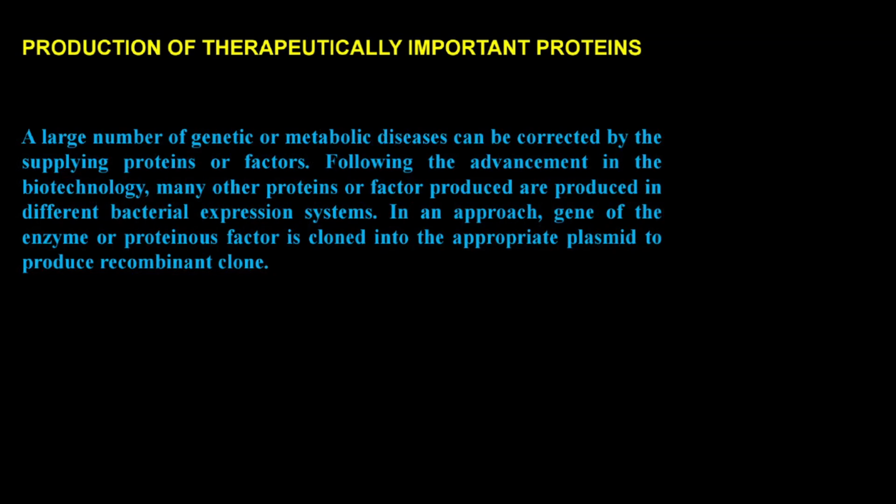If we talk about therapeutically important proteins, a large number of genetic or metabolic diseases can be corrected by supplying proteins or factors. Okay, for example, insulin in diabetes. Following the advancement in biotechnology, many other proteins or factors are produced in different bacterial expression systems. In an approach, the gene of the enzyme or proteinaceous factor is cloned into the appropriate plasmid to produce the recombinant clone. Okay, a very good example of this is insulin.